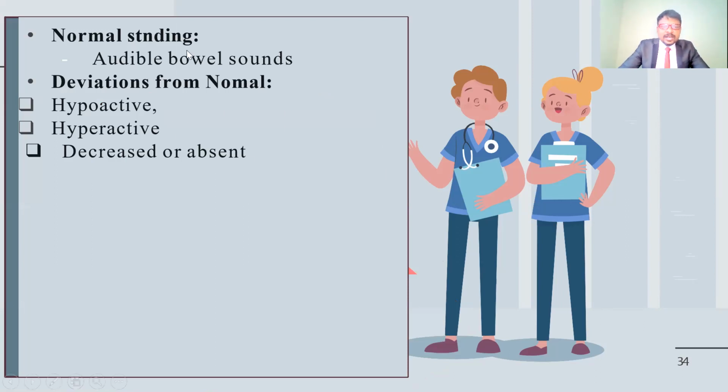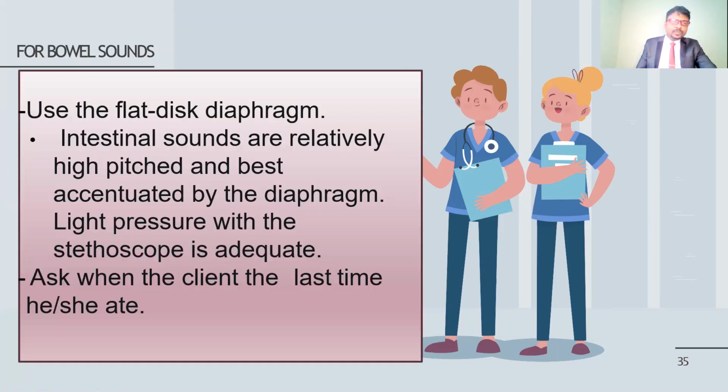The audible sound may be hypoactive, so sometimes it is less audible, or it is hyperactive, which is more, or sometimes it is increased or absent. These are some deviations from the normal. So we have to assess why the bowel sounds are less or maybe absent.